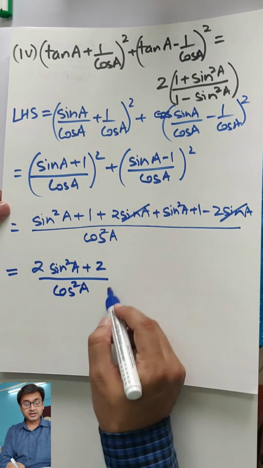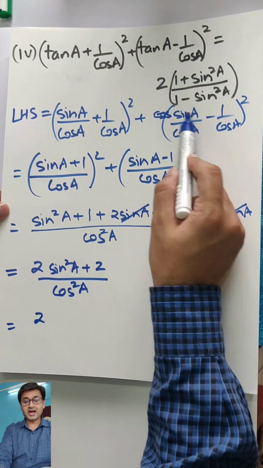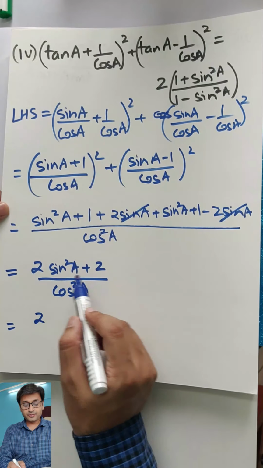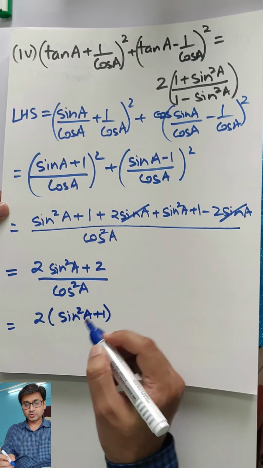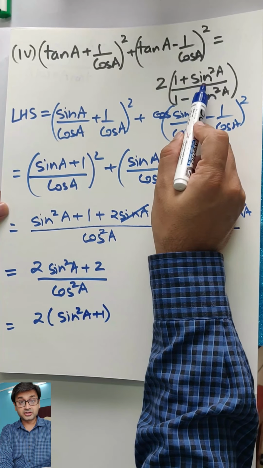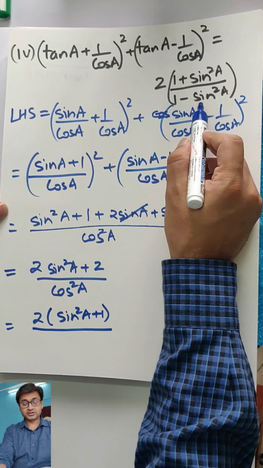Alright, are we clear till here? Great. I am pulling out 2 common here. See, now my eye is on the RHS. So if I pull out 2 common, I will get sin square A plus 1. My numerator is sorted. Denominator says cos A, but I don't need cos. So convert.